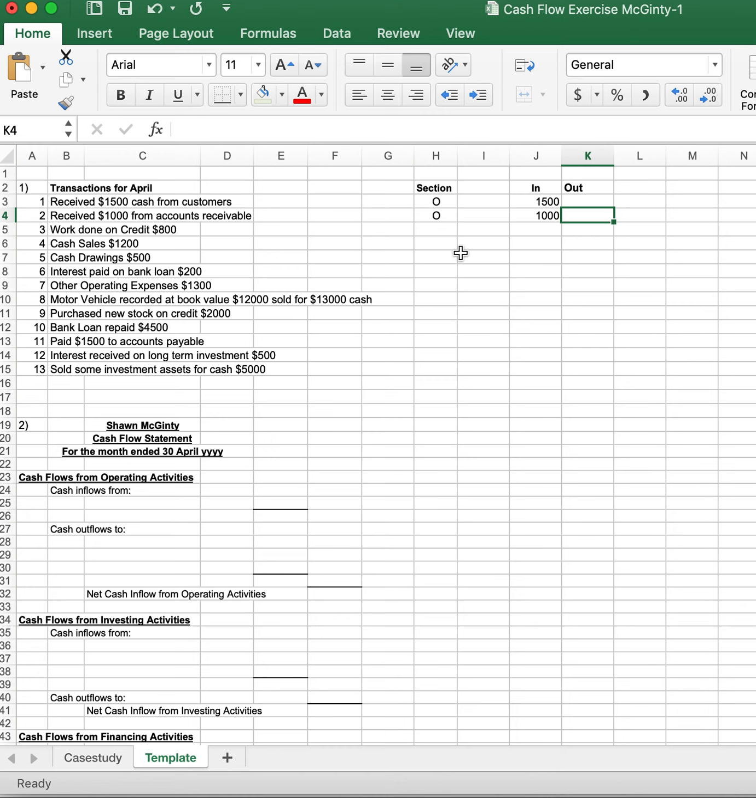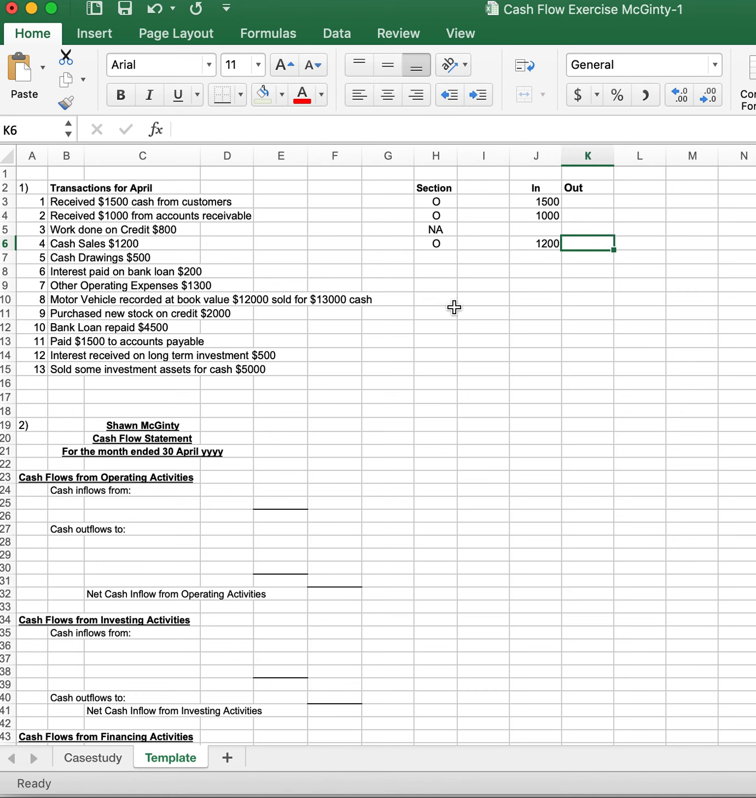Work done on credit. Okay, so it's on credit, no money changes hands. Is that applicable? I'm going to put in NA for not applicable. Cash sales, $1,200. It's another operational one, and that's 1,200.